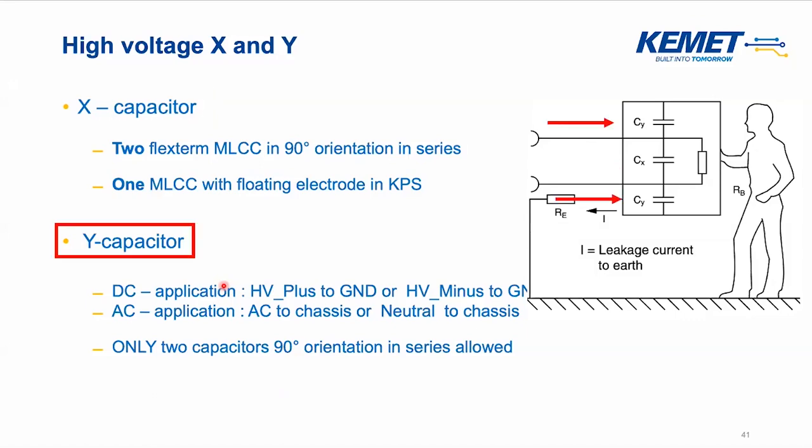For the Y capacitor, that's a life critical thing. So for whatever reason, if CY goes short, then you have either HV plus to ground or HV minus to ground. And that means if you touch the car, the chassis of the car, you get an electrical shock. And at that voltage level, that is really, really bad and probably will kill you. So for that, only two capacitors in 90-degree orientation are allowed, and every capacitor has a minimum of 1000 or 2000 volt, depending on the system.